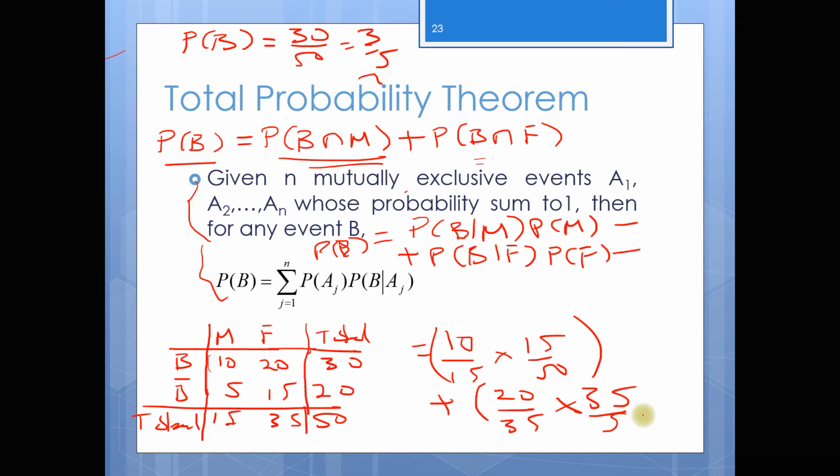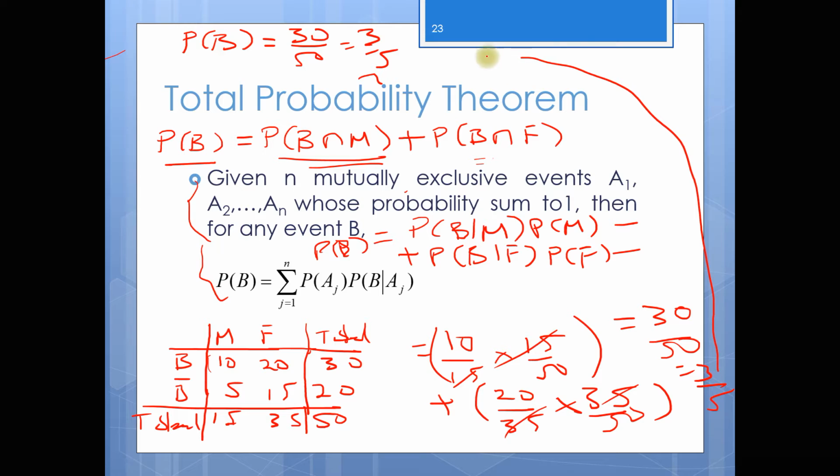35 out of 50. So if we try to understand what's going on, these two cancel out. We are given it's equal to 10 out of 50 plus 20 out of 50, which is 30 out of 50, which is equal to 3 out of 5. So in the end, we get the same solution as above here.